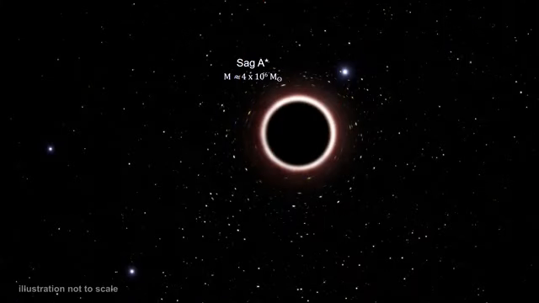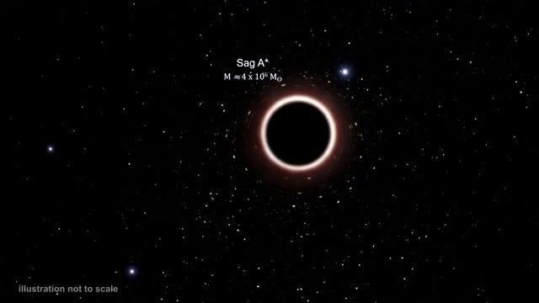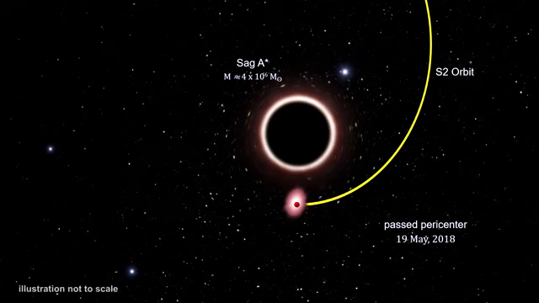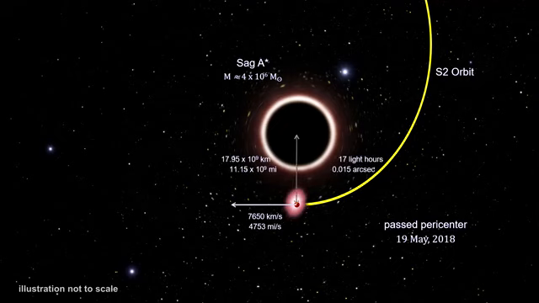These new instruments followed S2 very closely. At the start of 2018, it was accelerating towards Sag A star, reaching relativistic speeds. On May 19th, it reached the closest approach, Pericenter. At that point, it was traveling at 7,650 kilometers per second, or 4,753 miles per second. That's almost 3% of the speed of light.